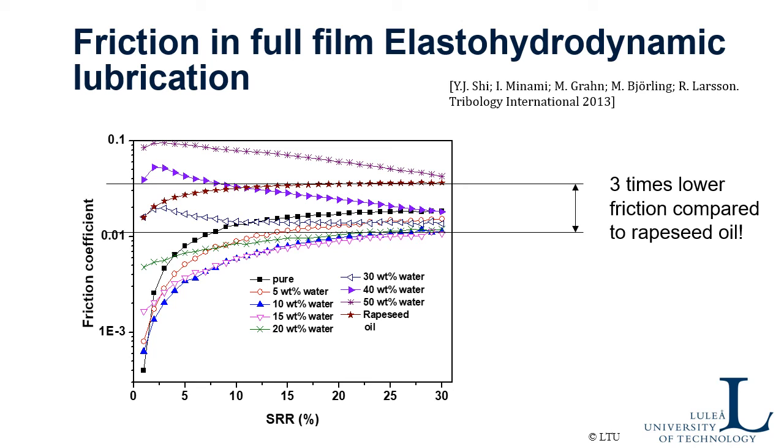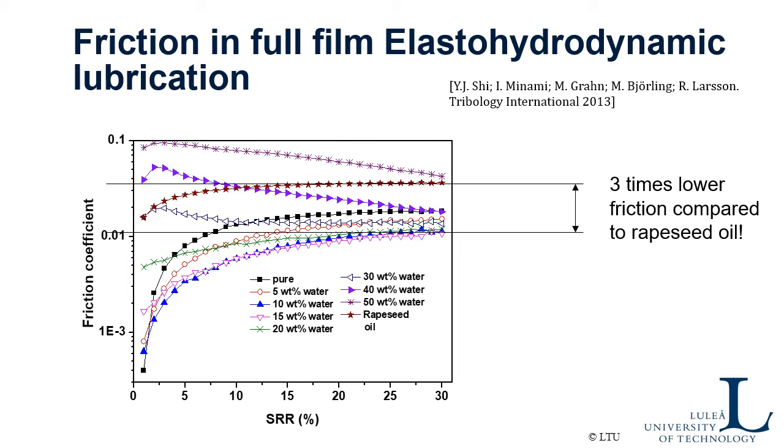So in this diagram you can see the stars here, that's the rapeseed oil. So it's a kind of natural ester, and that has a relatively low friction here at increasing slide to roll ratios. You have something like 0.35 in friction coefficient for that rapeseed oil, which is a pretty low number to start with. Mineral oil may be up here somewhere.